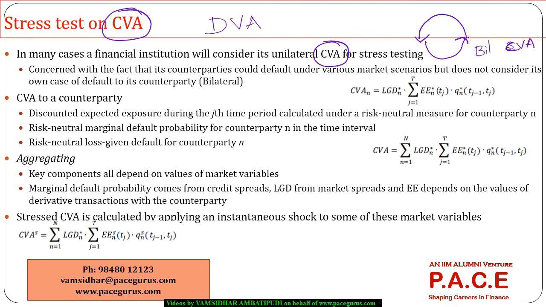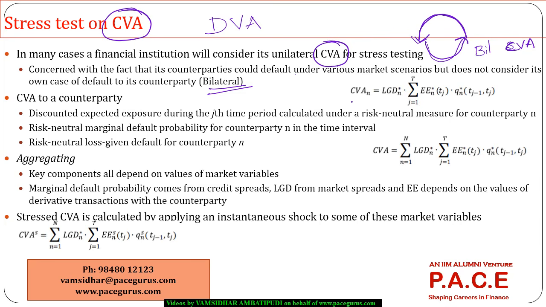But in many cases only unilateral CVA is considered, because many times the companies are concerned about a default of the counterparty towards them, but they don't consider their own case where they are defaulting to their counterparty. If they consider that, then it becomes a bilateral CVA, otherwise it's a unilateral CVA.